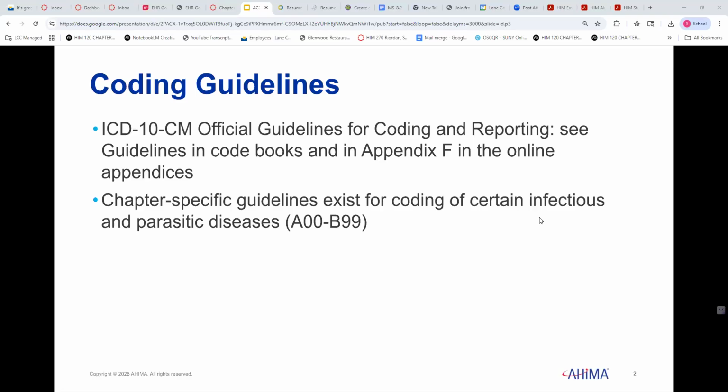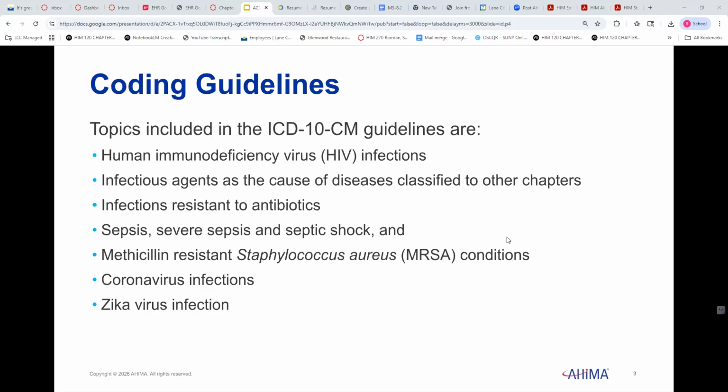Chapter one focuses on the communicable diseases. We have some really important guidelines that are in the front of the chapter that you need to pay attention to. These are also addressed in your textbook. And these cover such things as HIV, infectious diseases as a cause of disease classified elsewhere, antimicrobial resistance, sepsis, MRSA, coronavirus.